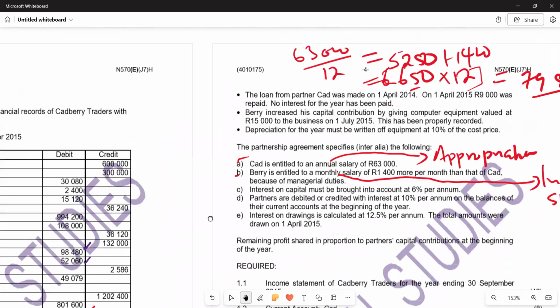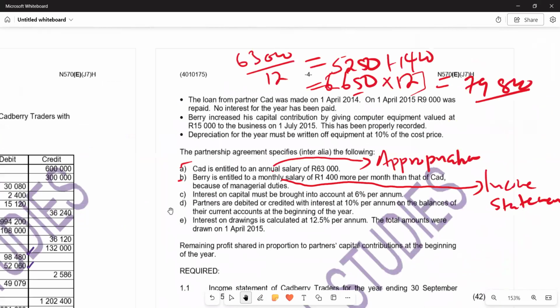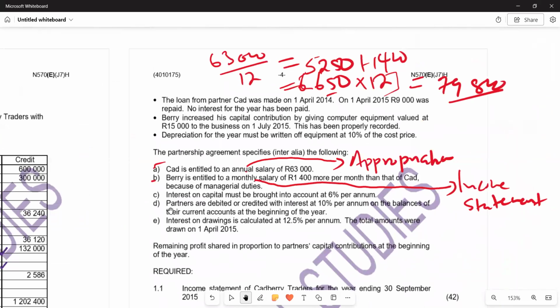So depreciation, let's try to see. We have got depreciation here, 0.2. It's saying Barry increased his capital contribution by giving computer equipment valued at 15,000 to the business on 1 July 2015, which was during the year. This has been properly recorded. Depreciation for the year must be written off equipment at 10% of the cost price.